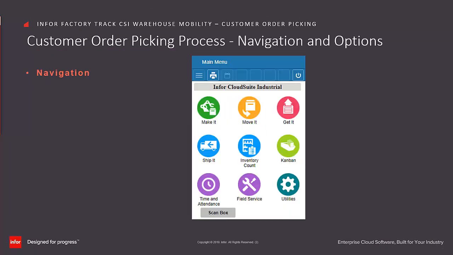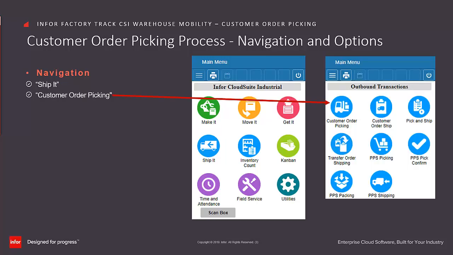To start the customer order picking process, from the Factory Track Warehouse Mobility main menu, click on the Ship It icon. This then navigates to the Outbound Transactions menu, where you click on the Customer Order Picking icon.